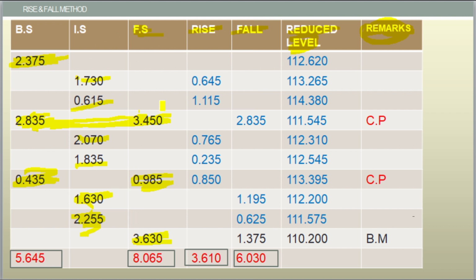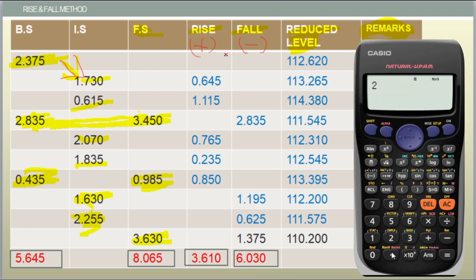Having finished the three columns, move either to the rise or to the fall of the instrument. So we start here. So the first reading, we subtract the second reading by the use of a calculator. If you get a positive answer, you input on the rise. If you get a negative, you input on the fall.